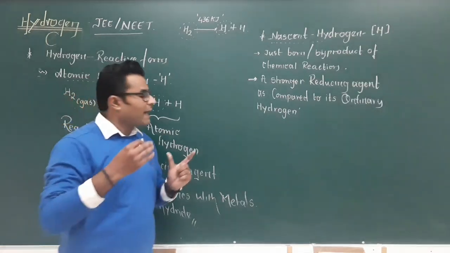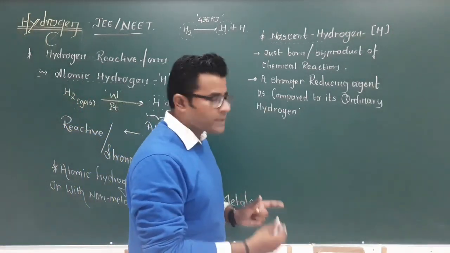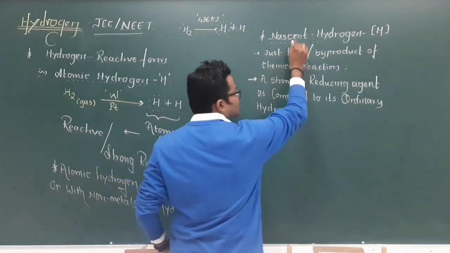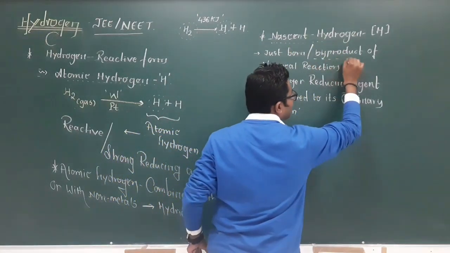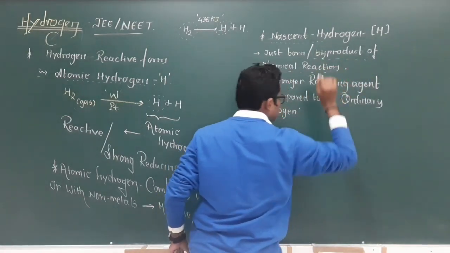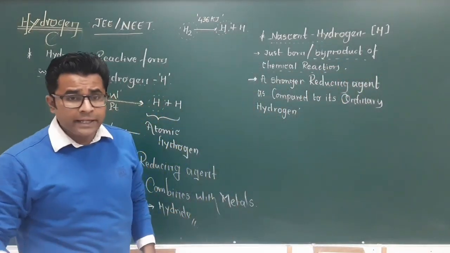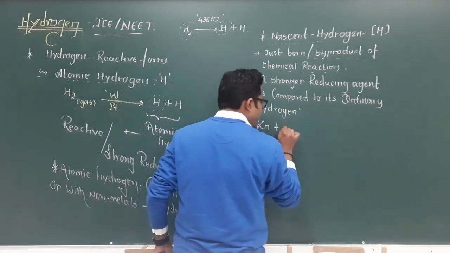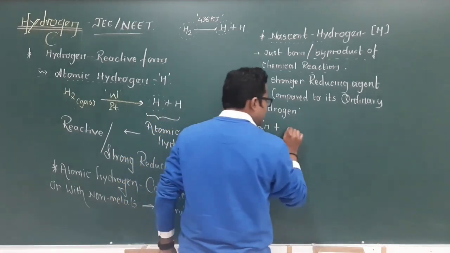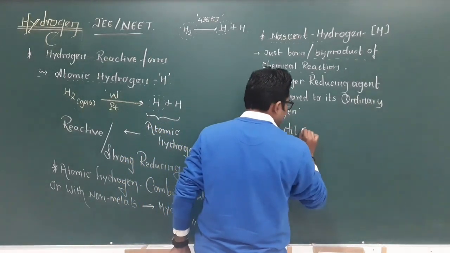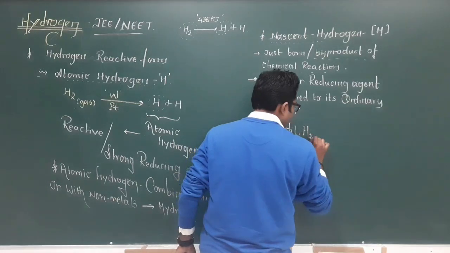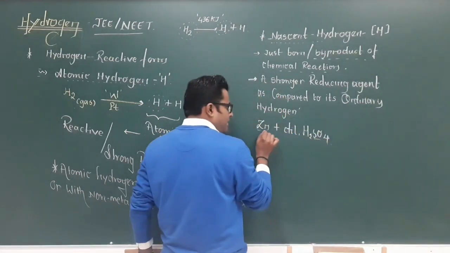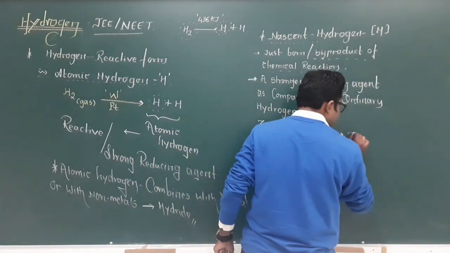Now we will see what kind of reactions give us nascent hydrogen. As it says, these hydrogens are nothing more than byproducts of a chemical reaction. If you take, let's say, zinc, whenever we react zinc with dilute H2SO4, the sulfate combines with zinc in order to give us zinc sulfate.